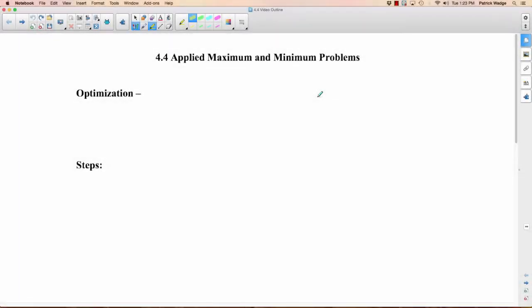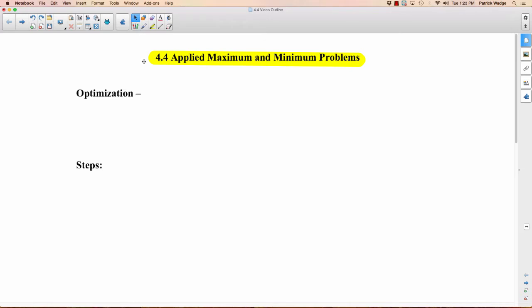Okay, everybody, it is section 4.4 on applied maximum and minimum problems. This is so stinking hard. Some of the questions in this chapter are really difficult. I don't know, put stars everywhere on your page to show yourself how hard some of this is.